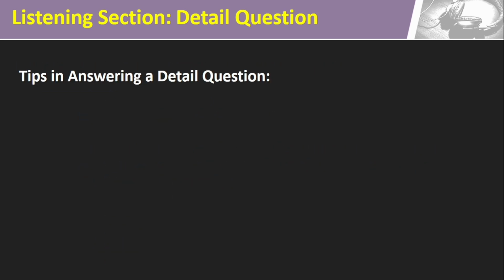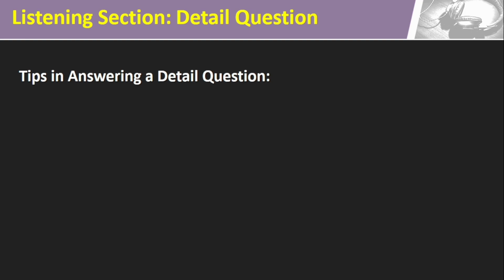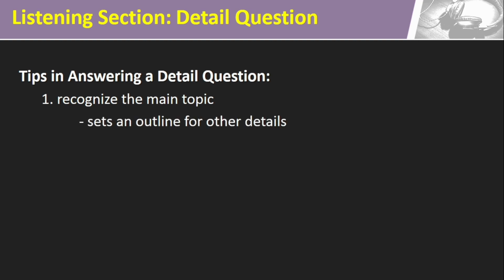Now it's time for us to learn about the strategies that would make answering a detail question more accurate. Pay attention as I share with you the techniques we use in class. So the first strategy is to be able to recognize the main topic of the passage. Remember, in our video about main idea or gist question, I mentioned how the main topic sets an outline for the other details that you have to listen for. Here is where it helps.